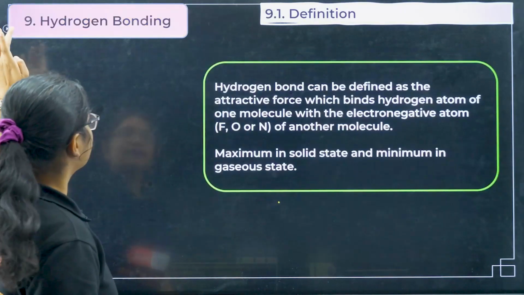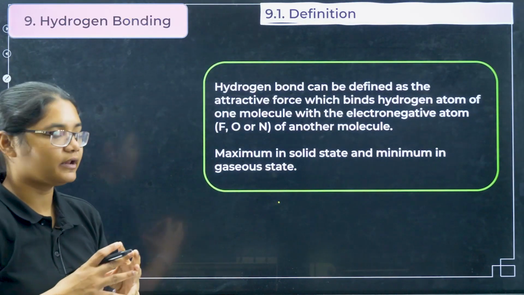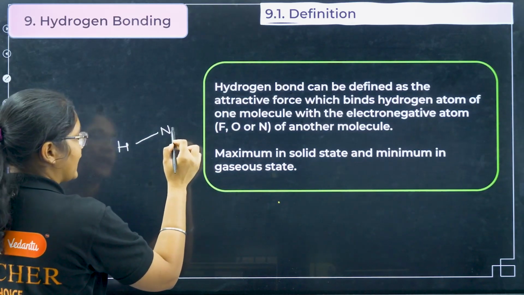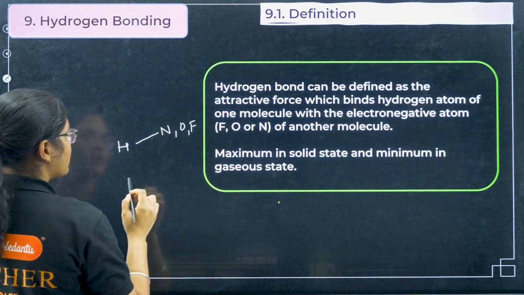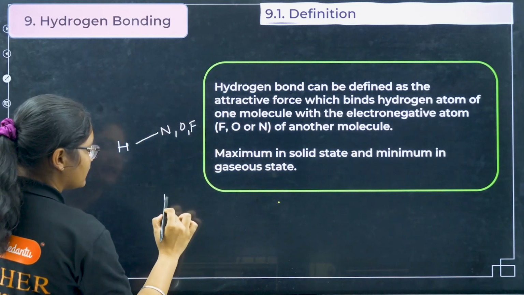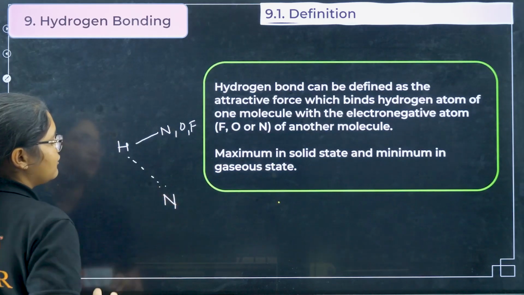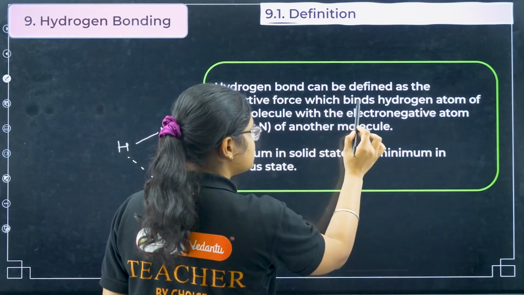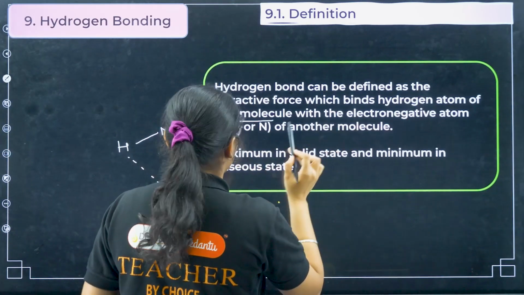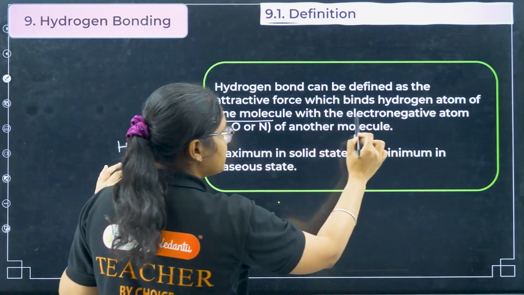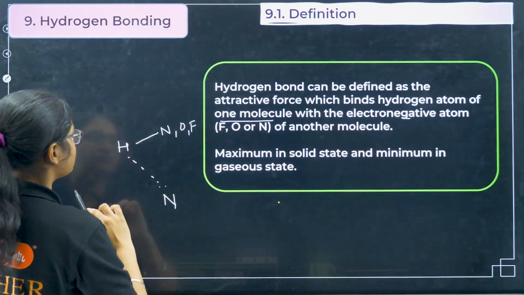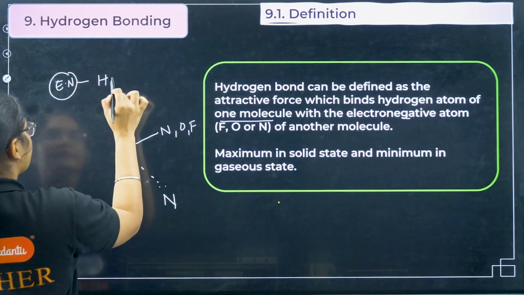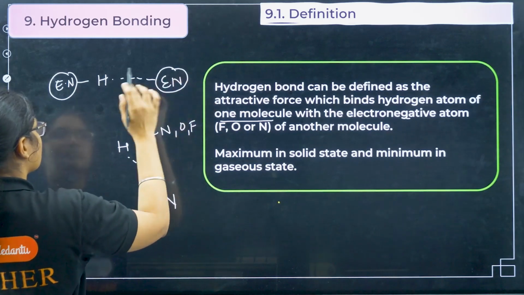Okay. Next, what is hydrogen bonding? Hydrogen bonding is formed when hydrogen is attached to one of the electronegative atoms, like N, oxygen or fluorine. The lone pair of one and the hydrogen of another can form an attraction. So a hydrogen bond can be defined as the attractive force which binds the hydrogen atom of one molecule with the electronegative atom of another molecule. So I should have one hydrogen which is attached to one electronegative atom.